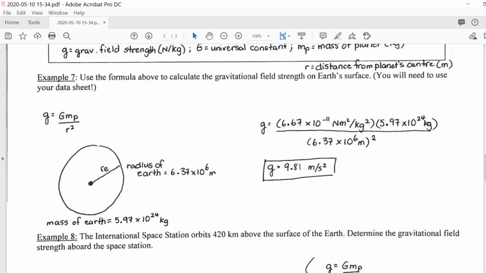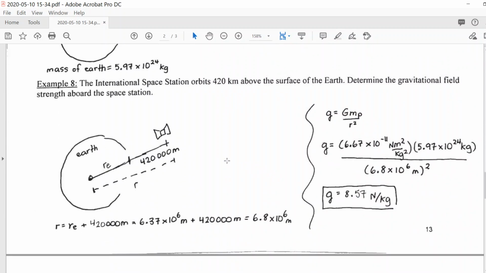And if I want to calculate gravitational field strength, which is little g, I can use the formula that we just derived there. So I can do 6.67 times 10 to the negative 11 times 5.97 times 10 to the 24 over 6.37 times 10 to the 6, and don't forget the square there. And when you do that, you do get 9.81 meters per second squared, exactly as we would expect.